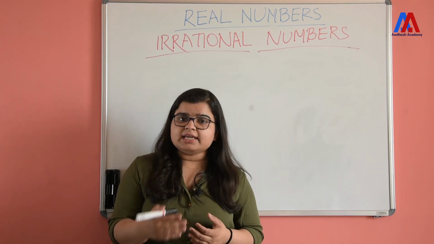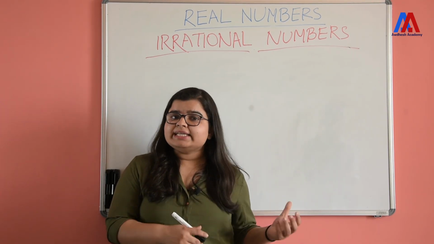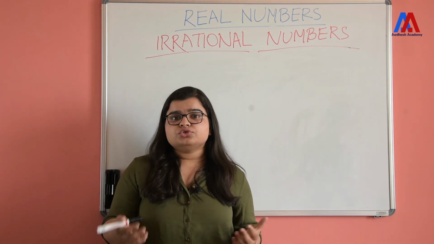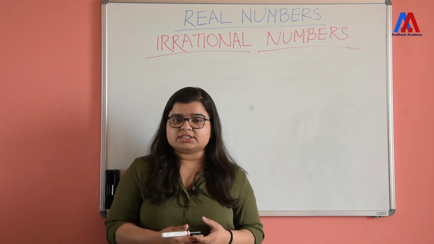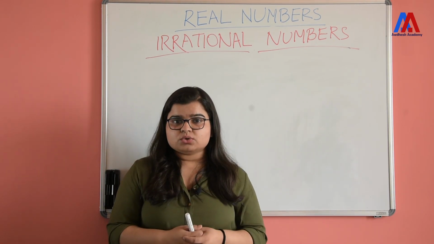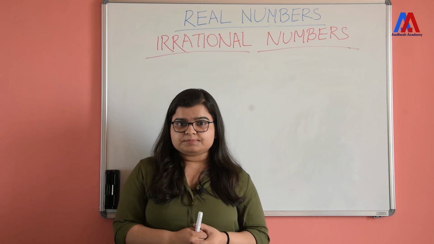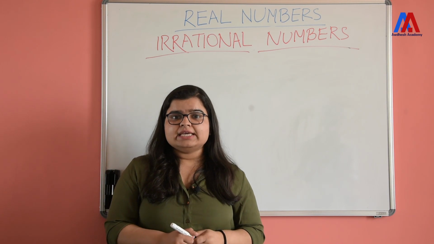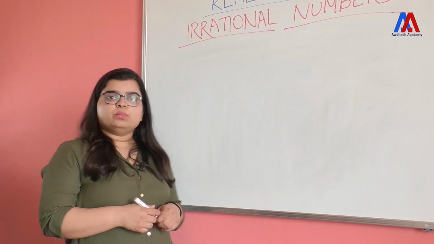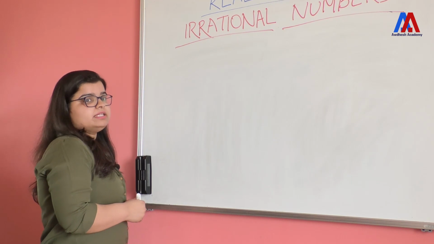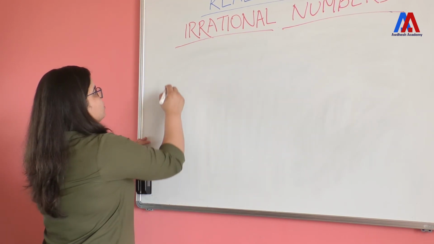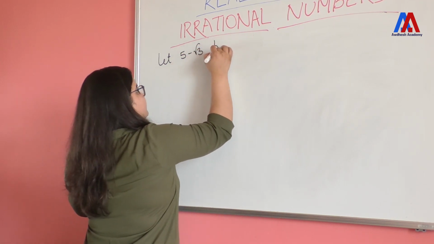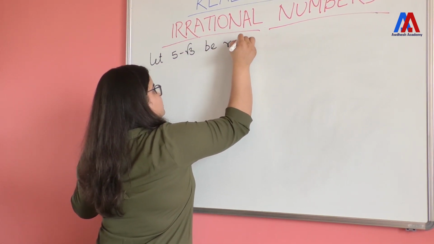Now in the second type of questions in this lesson, we'll directly take the results like in the first question, that is, say root 2, root 3, root 5, root 7 are irrational, directly into our questions. So let's take one question as an example. Let's say we have to prove that 5 minus root 3 is an irrational number. Now we'll again prove this by the method of contradiction. So first let 5 minus root 3 be rational.